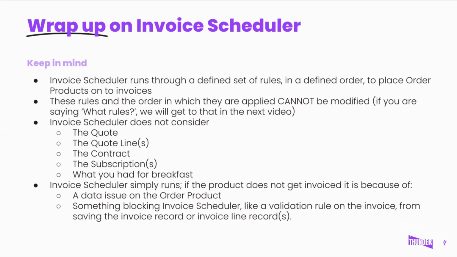And if you're having trouble generating invoices and you think Invoice Scheduler is broken or not functioning properly, that's not the case. It simply runs. If the product doesn't get invoiced, it's because of a data issue on the order product that we'll go over later, or something's blocking Invoice Scheduler, such as a validation rule or something on the invoice, from saving the invoice record or its corresponding invoice line records. So it always runs, and if something is blocking it from completing, it's usually something on an order product that's not correct, or a validation that's preventing Invoice Scheduler from creating and then saving the corresponding invoice lines and invoices.